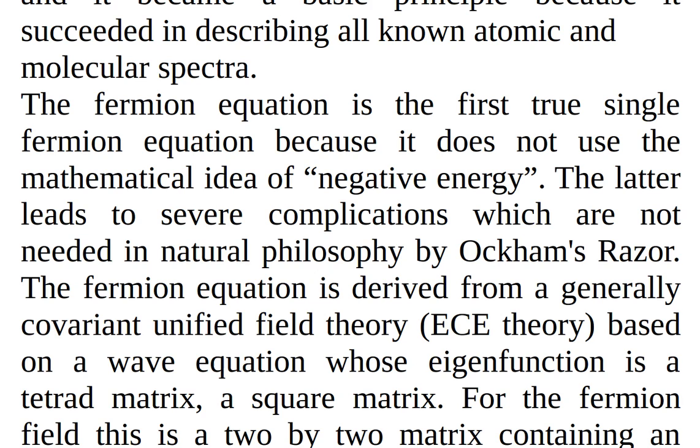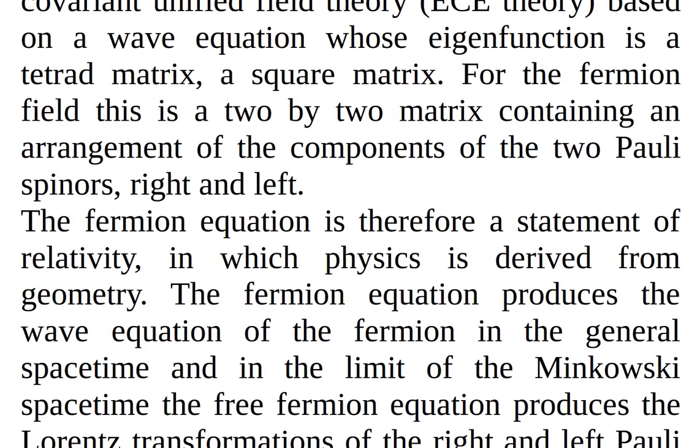The Fermion equation is derived from a generally covariant unified field theory, ECE theory, based on a wave equation whose eigenfunction is a tetrad matrix, a square matrix. For the fermion field, this is a 2 by 2 matrix containing an arrangement of the components of the two Pauli spinors, right and left. The fermion equation is therefore a statement of relativity, in which physics is derived from geometry.